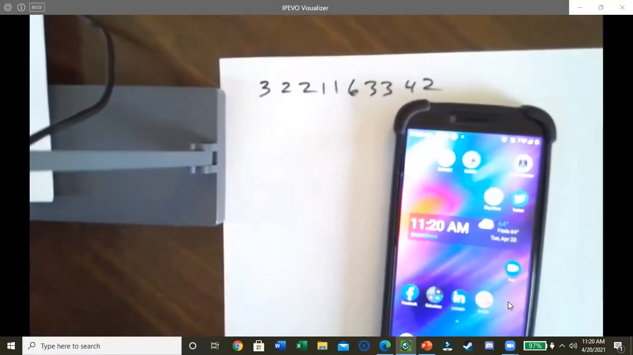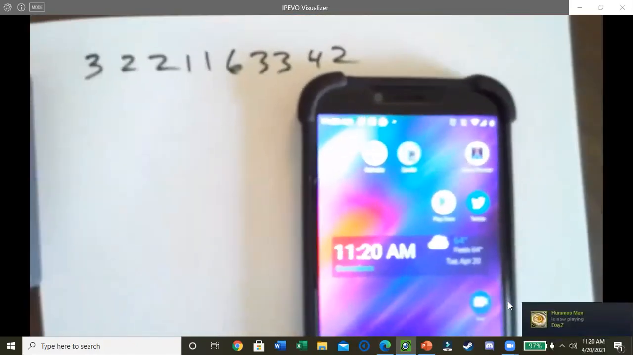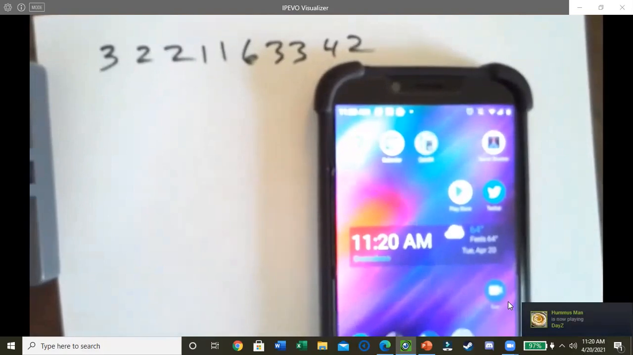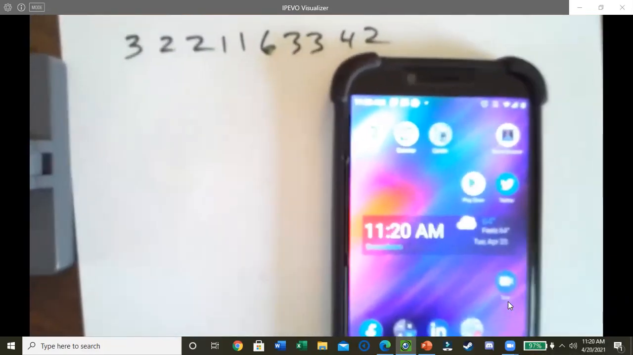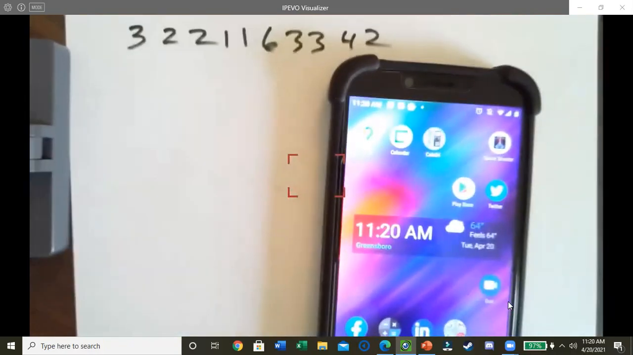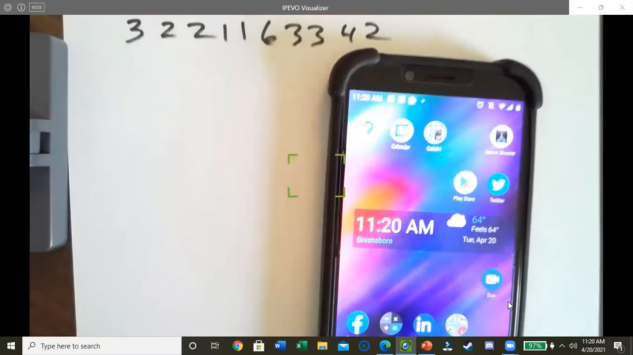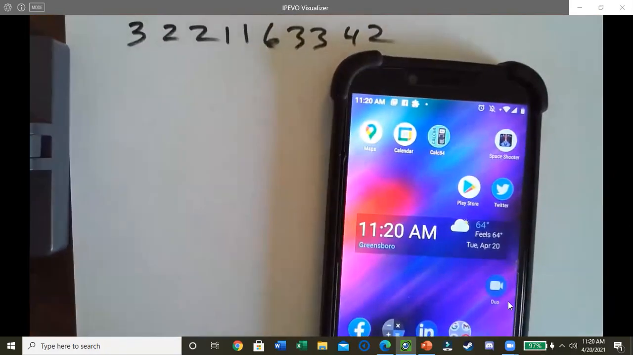So let me lower this down a little bit so you can see better. And I always have to darken this, the exposure on it. The other way. There we go.